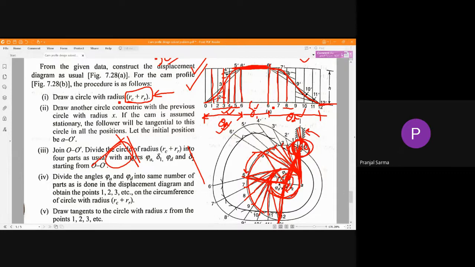So considering those 1 1 dash, 2 2 dash values from the displacement diagram, this much we are going to produce from the corresponding positions, from 1 to 1 dash, 2 to 2 dash, 3 to 3 dash, 4 to 4 dash, 5 to 5 dash, 6 to 6 dash, and so on. Similarly, for the dwell stroke we don't have to make anything. Once again, for the descent stroke we'll start: at the start of the descent, 6 to 6 dash, this 7 to 7 dash, 8 to 8 dash, and up to like that. Up to this much, is it clear?